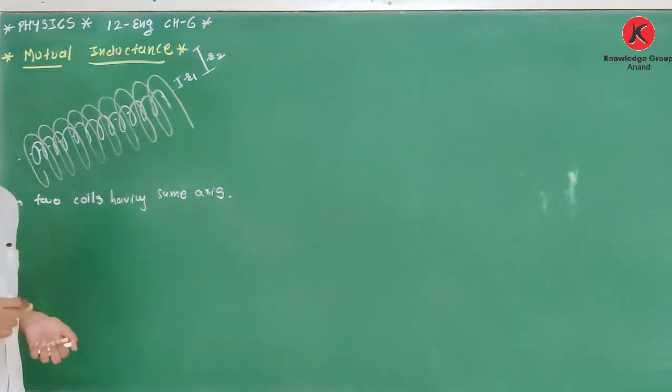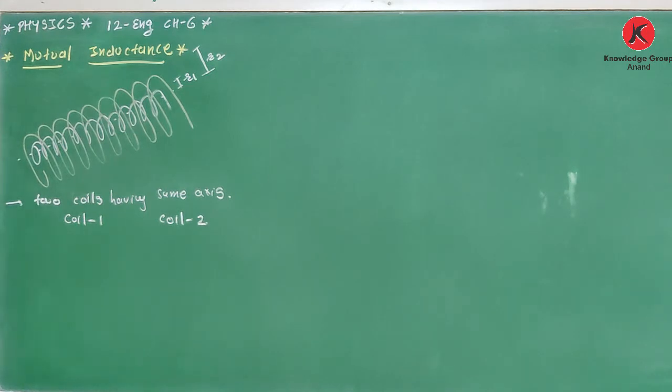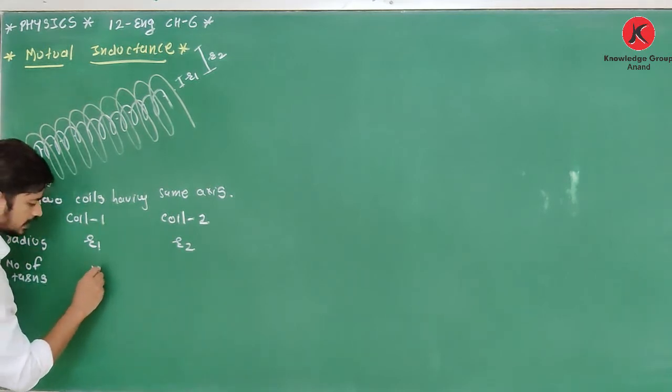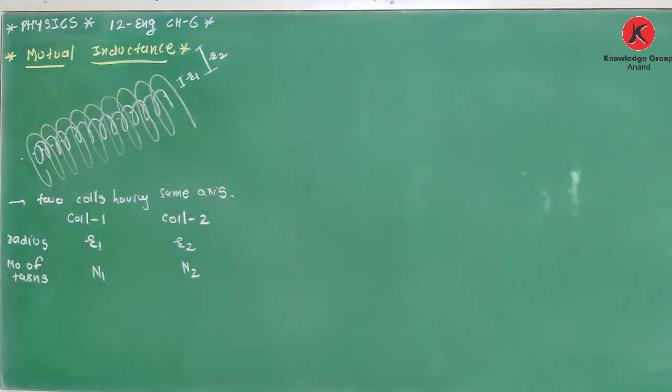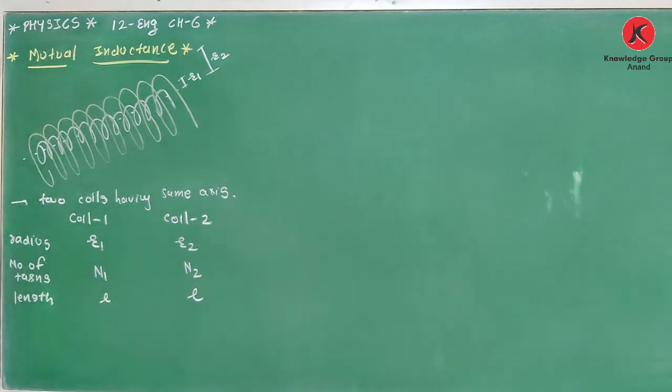Now we have to assume some data for coil 1 and coil 2. Let the radius of coil 1 be R1 and the radius of coil 2 be R2. Clear about this? The total numbers of turns are N1 here and N2 here. Then the length of both, here taking the same length, L and L. So we have two coils having the same axis, coil 1 and coil 2, with radii R1, R2, numbers of turns N1 and N2, and length L and L.